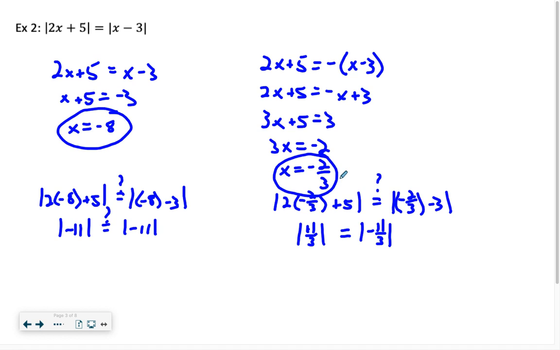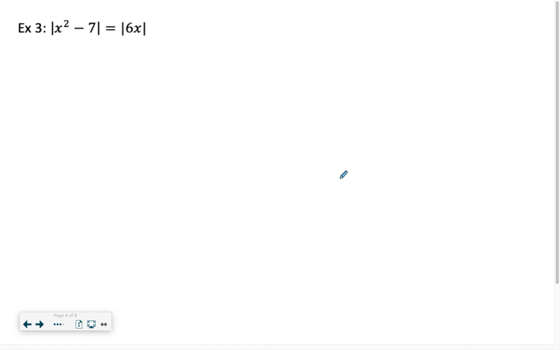All right. So our final equation example here, we've got a quadratic. So it's the same process though. We want to take the inside of this equal to the inside of this, and also the inside of the left side equal to the opposite of the right side. So we've got two quadratics to solve.